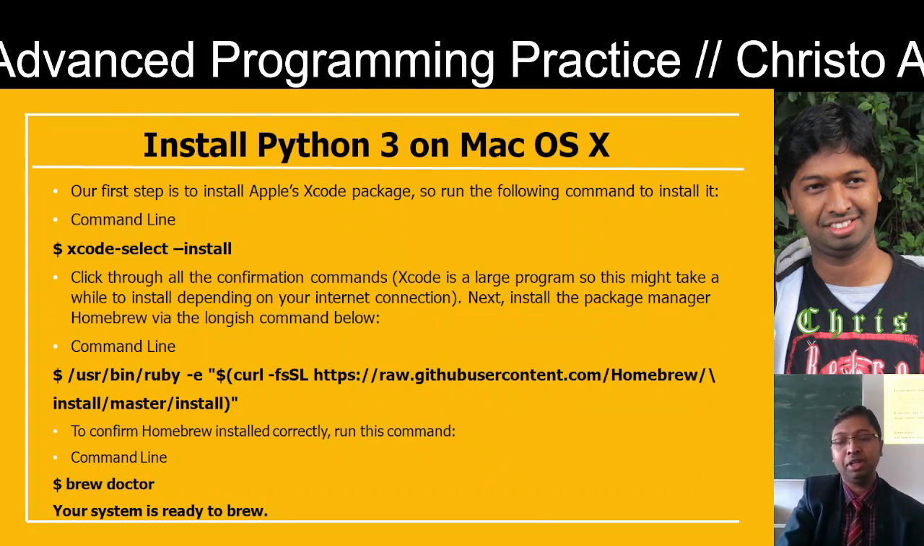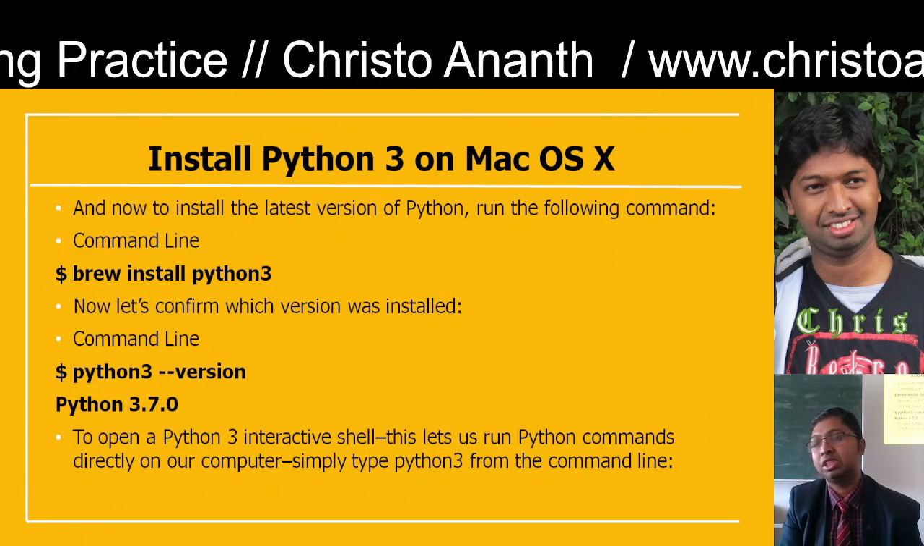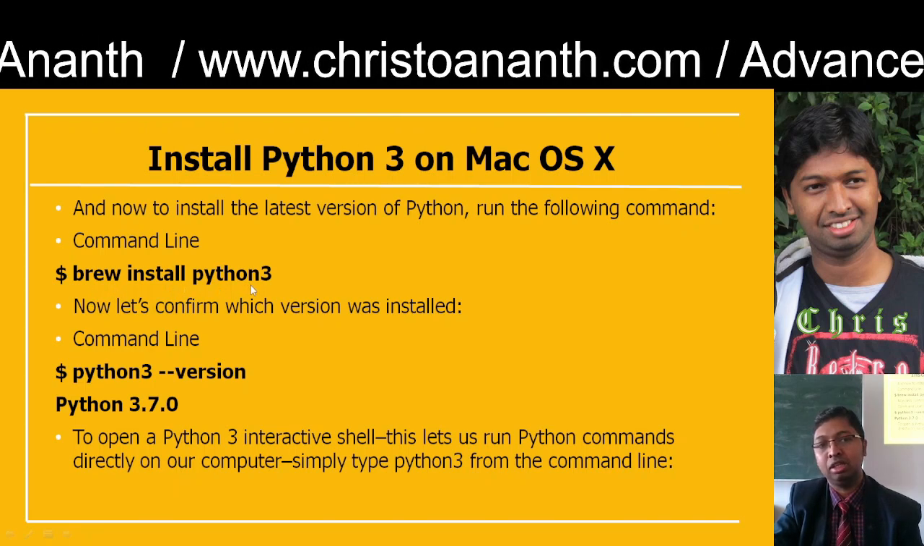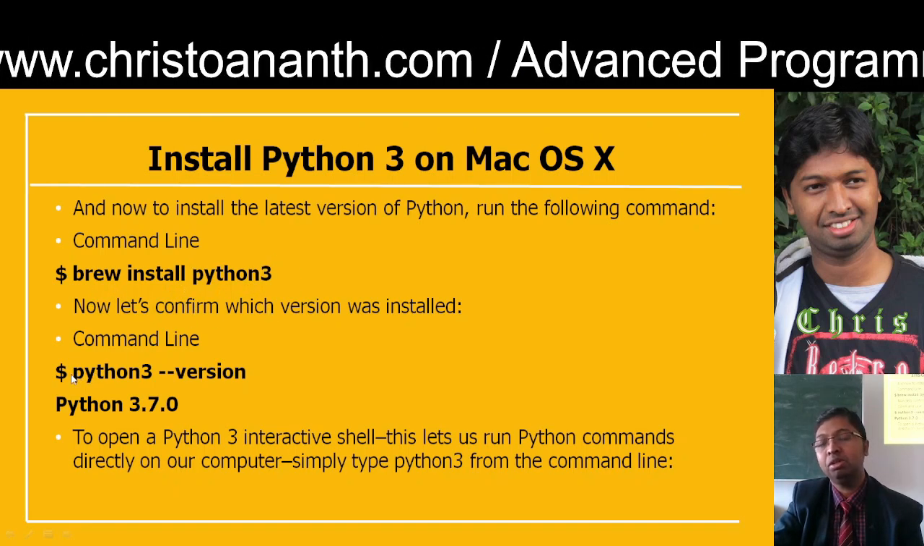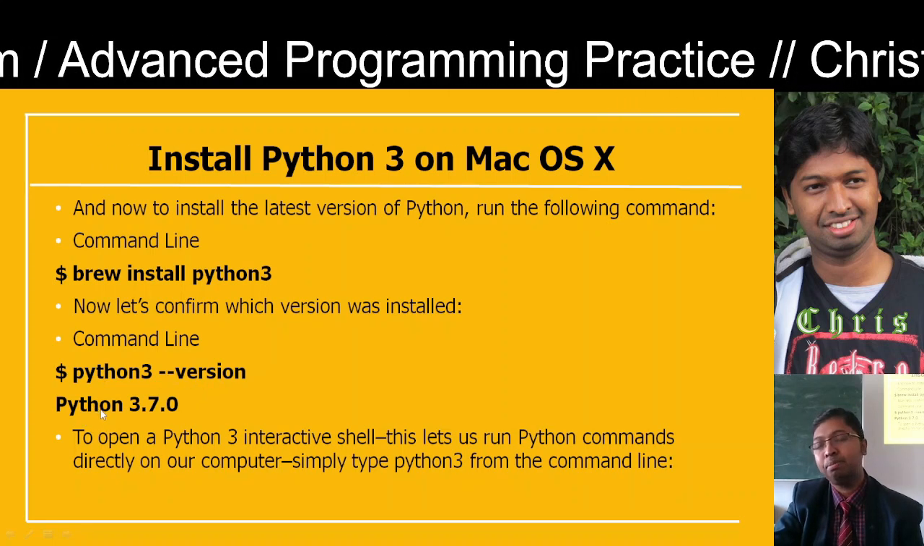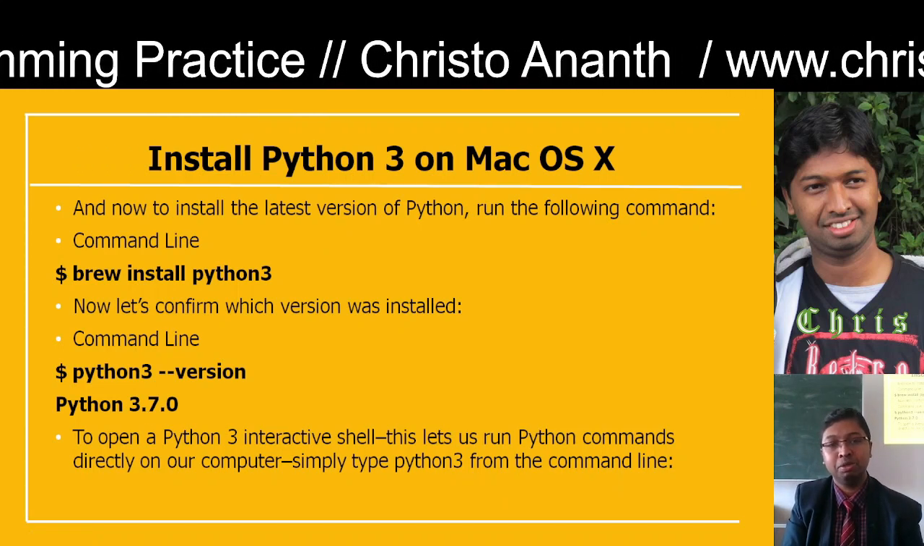After getting this, you will go with the installation of the latest version of Python. So you will run $brew install python3. In order to confirm, you will run $python3 --version. You will get Python 3.7.0, which means that the latest version of Python has been installed.